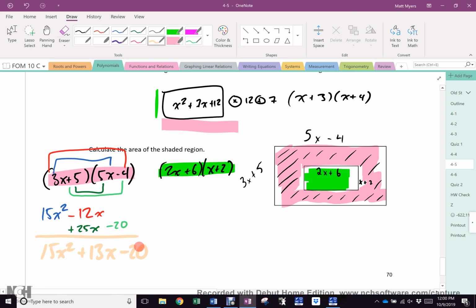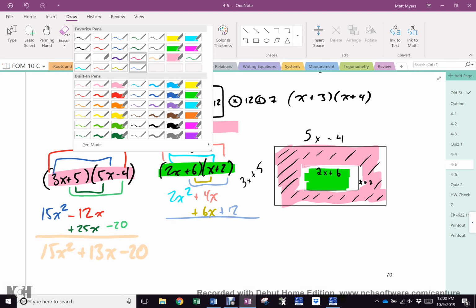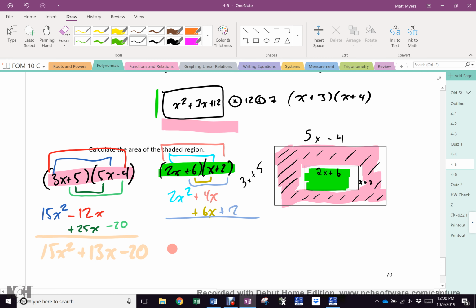Right? Okay, now what do we do for the green ones? Now we're going to add them together. No, we got to multiply them together. What's the first one? Oh, it's 2x squared. What's the second one? It's 4x. Plus 4x. What's the third one? 6x. Plus 6x. What's the last one? 12. Plus 12. Wow. What do I do there? We add them together. 2x squared plus 10x plus 12.